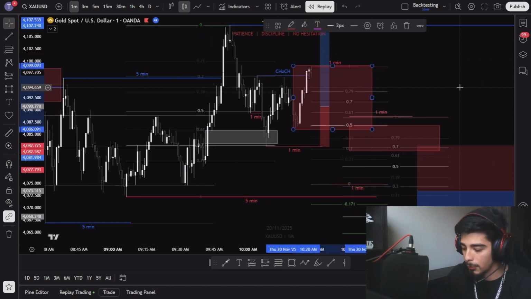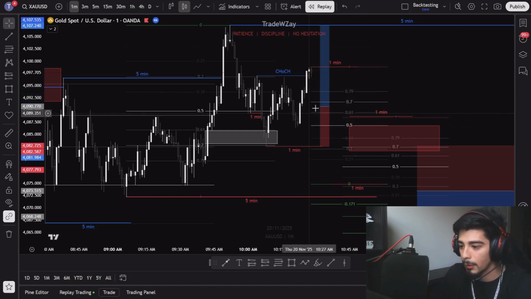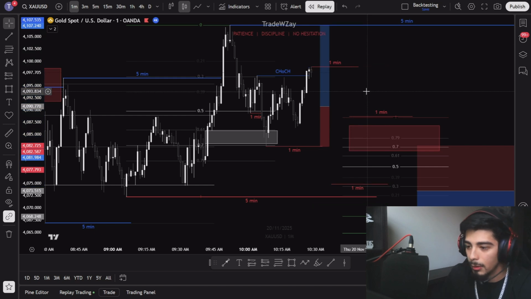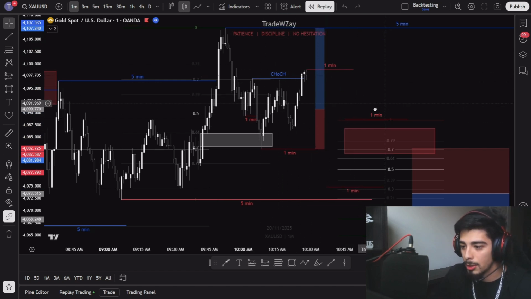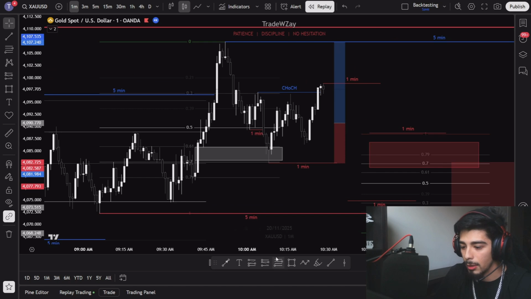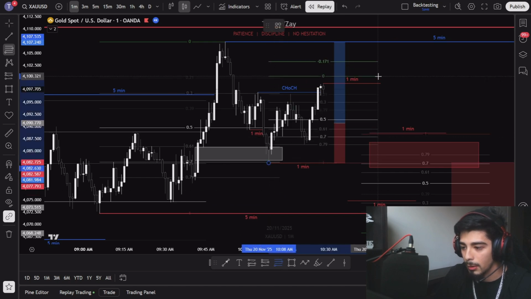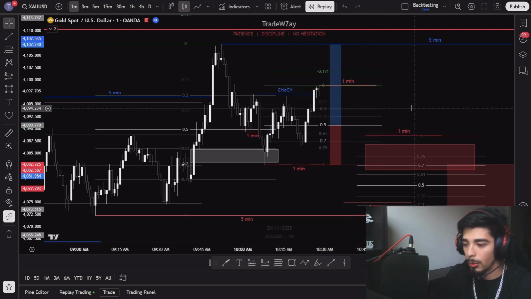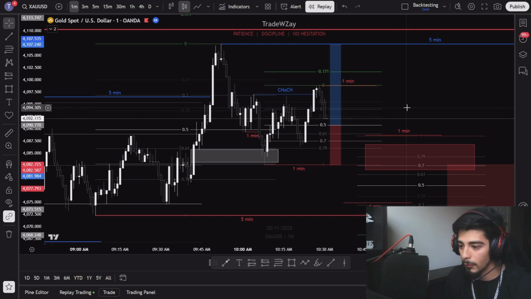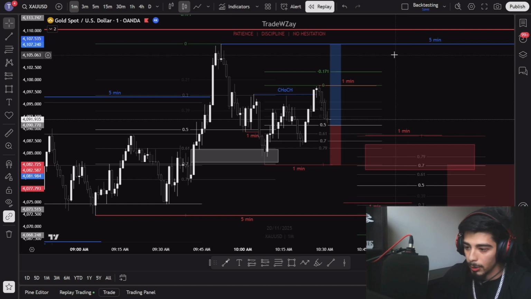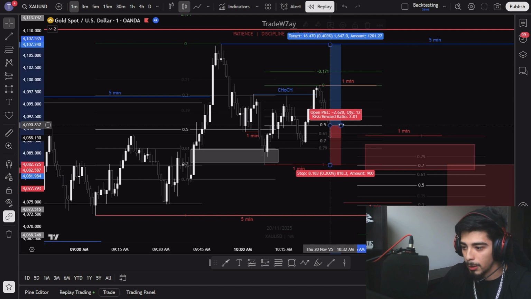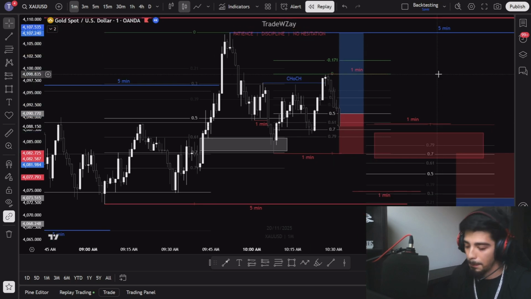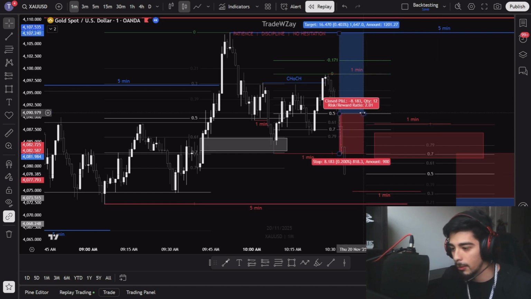So I'm gonna move this out the way. I can draw this later. I've got the change of character. Now I'm just waiting for that to pull back into 0.5. Right, so we got that break, it pulls back, stop loss right here because we're expecting price to go higher. And then we instantly get stopped out, which is cool.